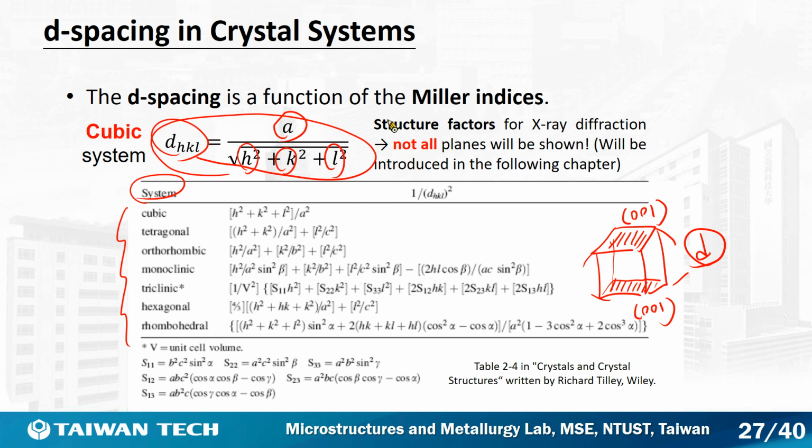And also, we have something to tell you, but not in this chapter: structure factors. That means not all planes will be shown. For example, this is a crystal structure. We know that we could have 111 or maybe 222, but actually, because of the structure factors, some of them will not be shown, for example in an XRD experiment. We will talk about it in the following chapters.